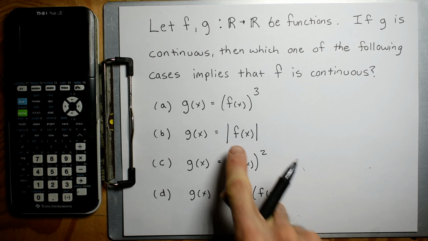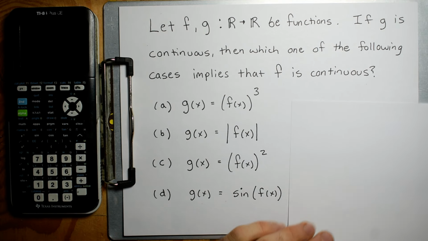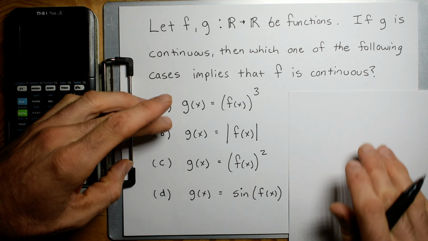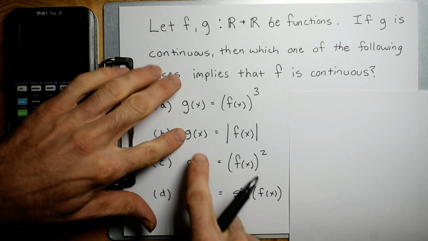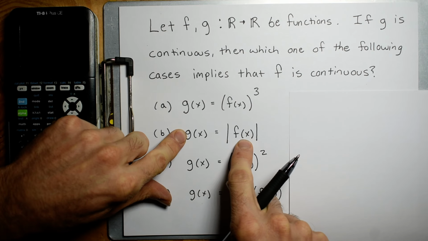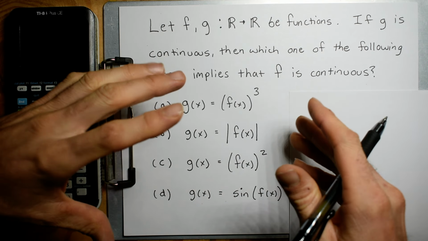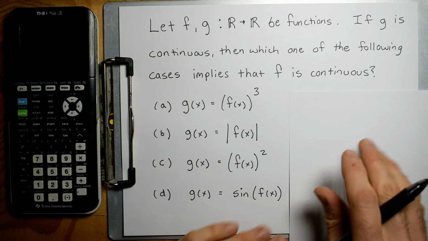So this is an absolute value sign. That's what we're going to show first. For these, it's going to say, hey, if g of x is continuous, does that mean that f of x is continuous? Or could f of x be discontinuous?